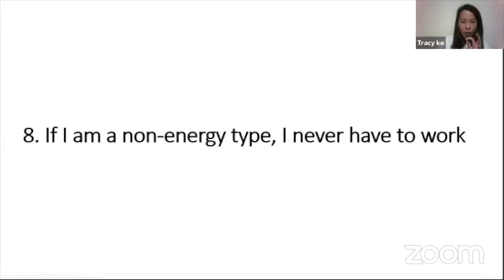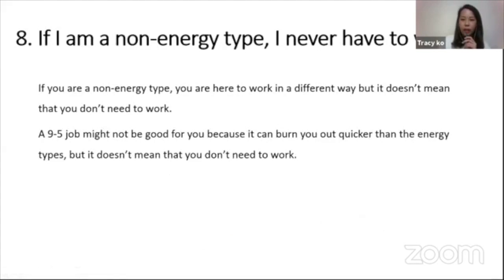If you are a lone energy type, you have to work, sorry guys, but you are here to work differently. You might find that a 9 to 5 job is not really good for you. A lot of lone energy types will burn themselves out when they are in their 30s or 40s. But it doesn't mean that you never have to work. It just means that you are not here to work in the way that the energy types work. A 9 to 5 job may not be a good choice for you because it can burn you out quicker than the energy types, but it doesn't really mean that you don't need to work. It just means that you have to work in a different way.